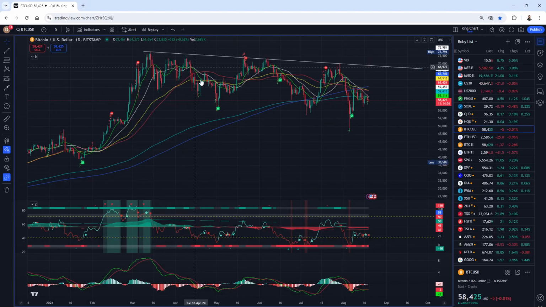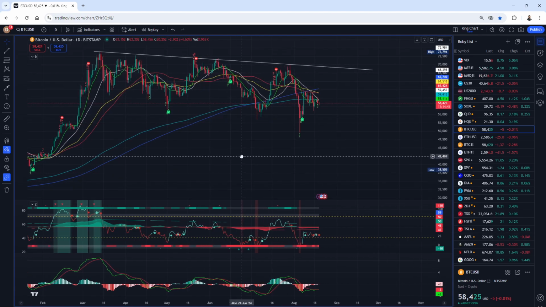Bitcoin is making a series of lower highs, lower lows. We'll review in more detail where we go from here. We'll review all major indices, including Nasdaq, S&P 500. We'll review all the major FANG stocks, and also we'll review all the commodities.